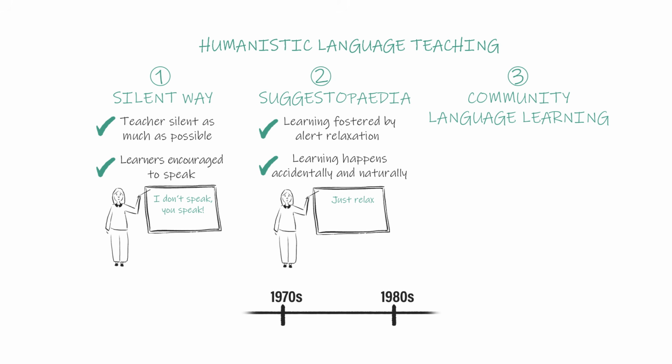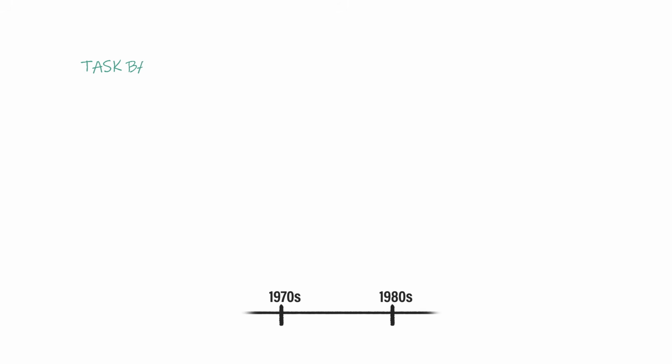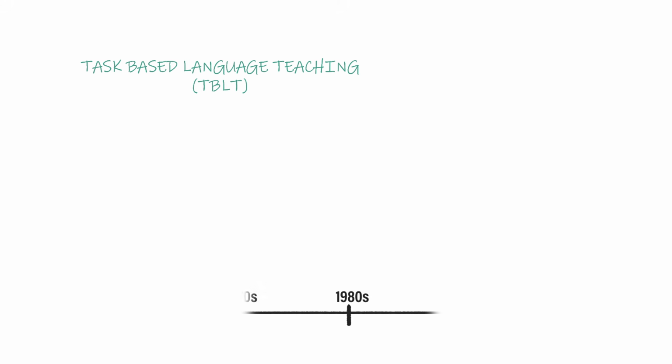The third humanistic method, community language learning, assumes that students are people with feelings and that learning happens when they don't feel threatened. The teacher takes on a role similar to a counselor and gradually encourages students to become more independent and collaborative. More recently, a teaching method that has become more and more popular is task-based language teaching, or TBLT, which has strong connections to theories of second language acquisition.